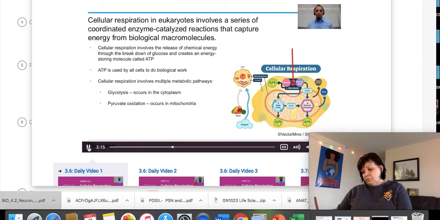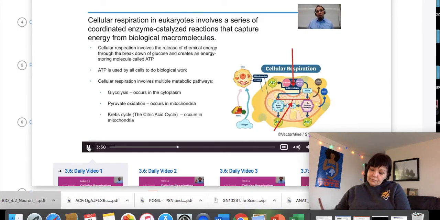Pyruvate oxidation. All right, pyruvate, right? Which is one of the products of a reaction in oxidation. You're losing an electron. That occurs in the mitochondria. So you can kind of see where I put that red bracket in. And then there's the arrow pointing to that process.